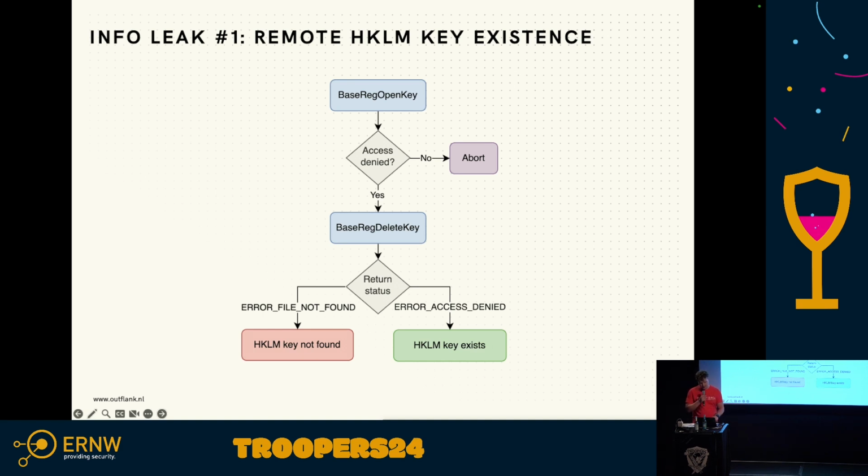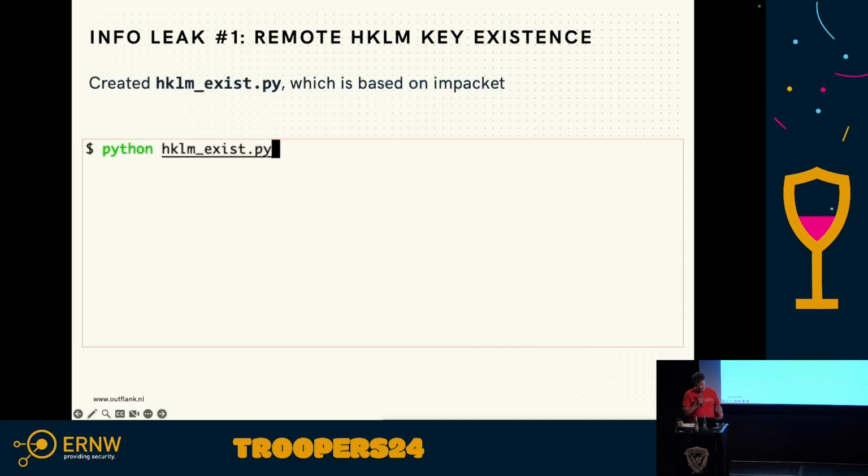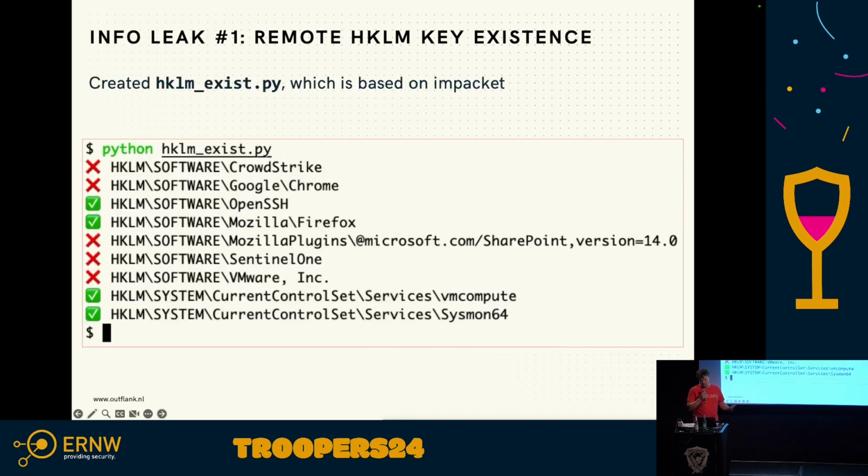So if you put this in a script, which we did, you can feed it with a list of known subkeys that you want to see if they exist on the remote system, and then get a sense of what's installed there. So you can see what kind of services are installed, you can see what kind of programs are configured in some way, and there's probably more, but this is just a nice example of what you can see.